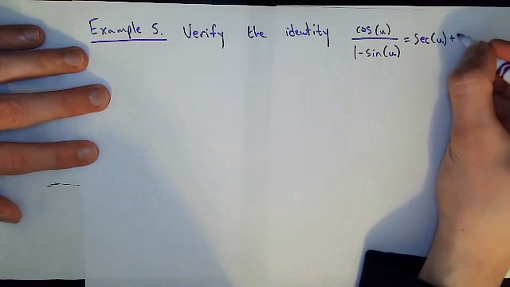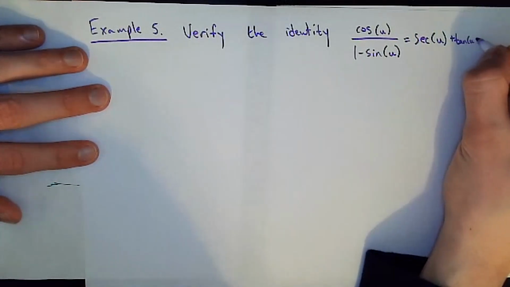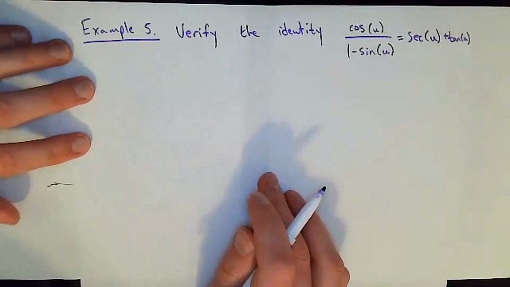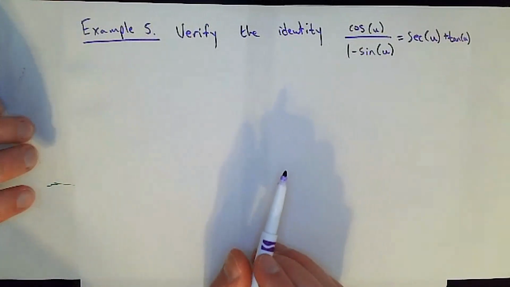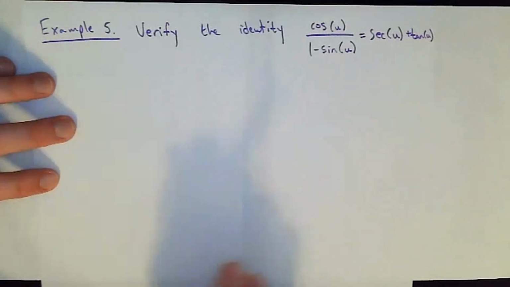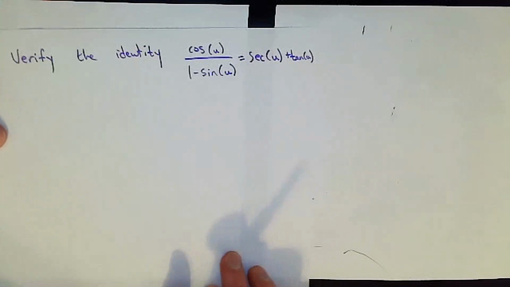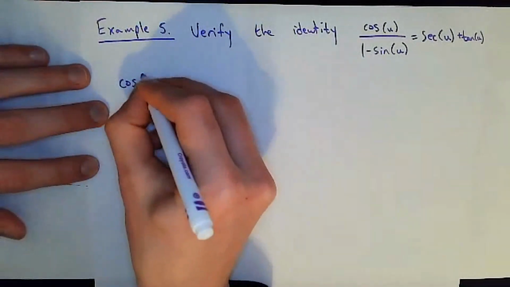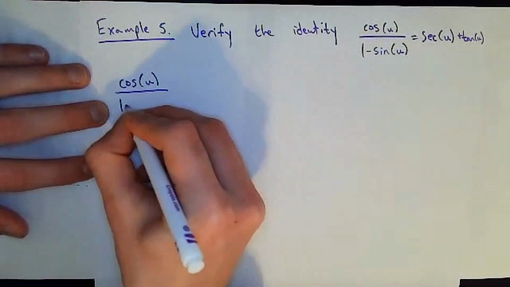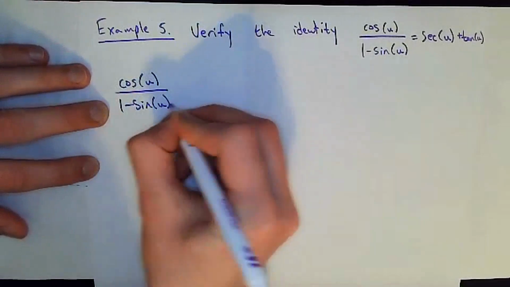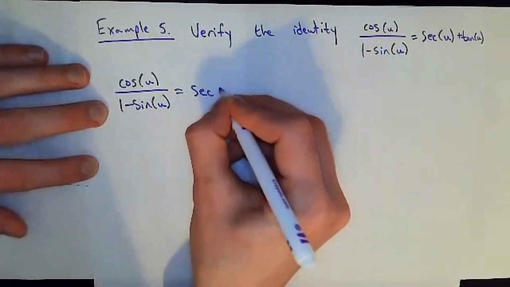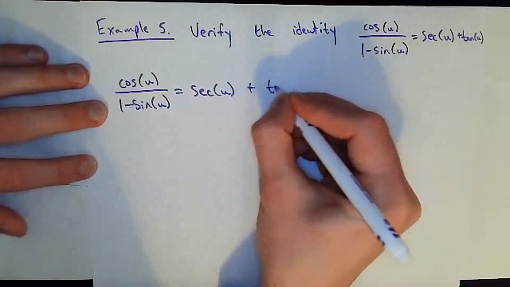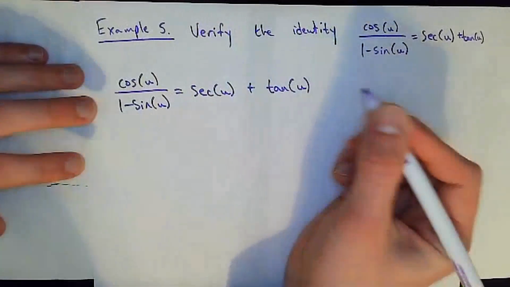So, I'm almost out of room, plus tangent of U. This is example 5 in the text. Let me rewrite this. Cosine of U over 1 minus sine of U equals secant of U plus tangent of U. There we go.